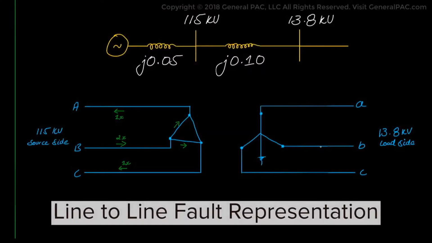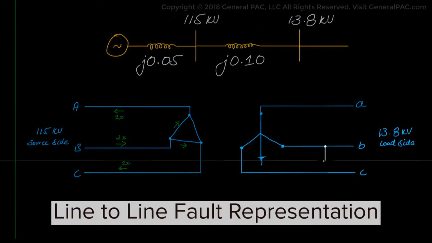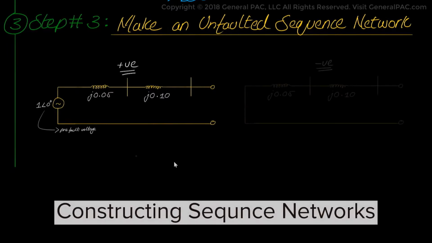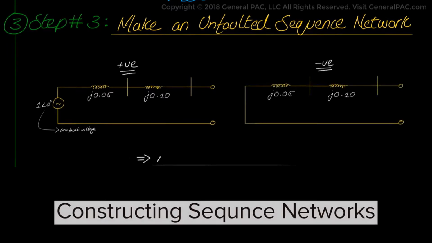Line-to-line fault on the 13.8 kV side, in which phase B and C are involved. The fault current on phase B flows towards the point of the fault network, and we also draw the negative sequence network. Again, we don't have a zero sequence network because we have a line-to-line fault which does not have a ground.